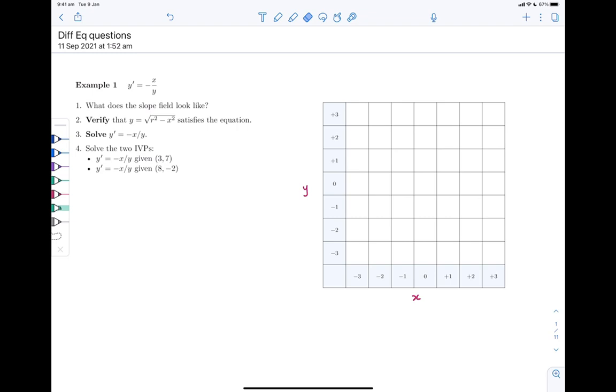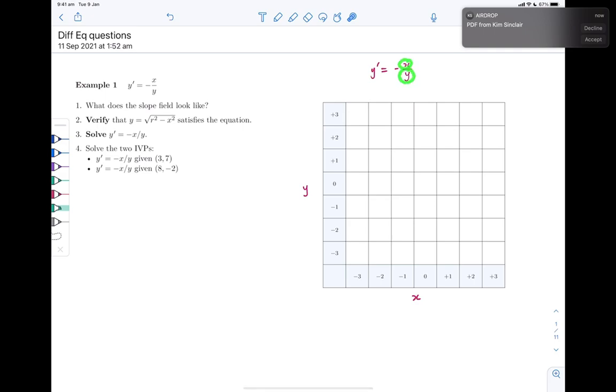So I'll just write it out, right? y dash equals negative x over y. And it is y dash that we're evaluating and putting in all of these. Okay, we are not evaluating y values, we are evaluating gradients. And interestingly, the gradient depends on the x value and the y value.